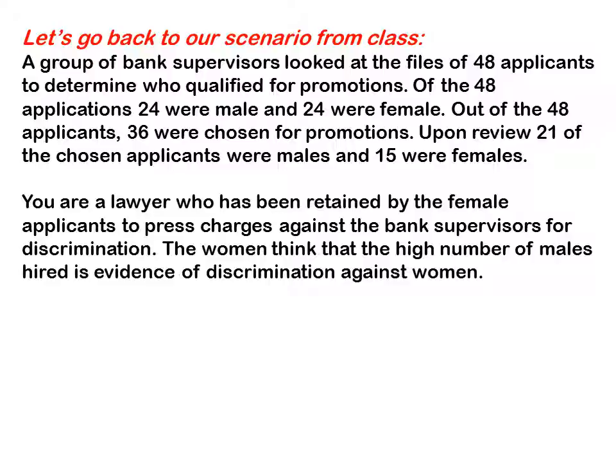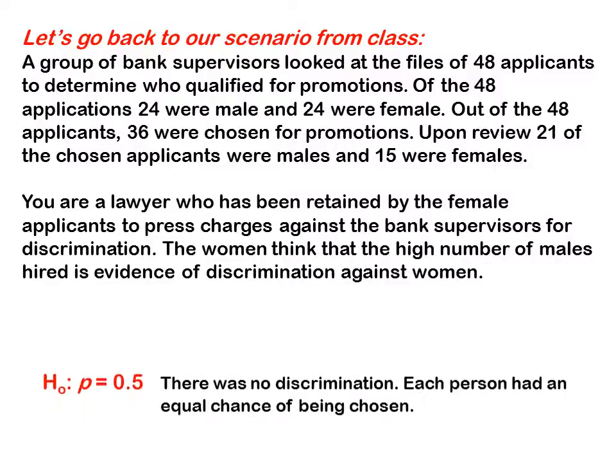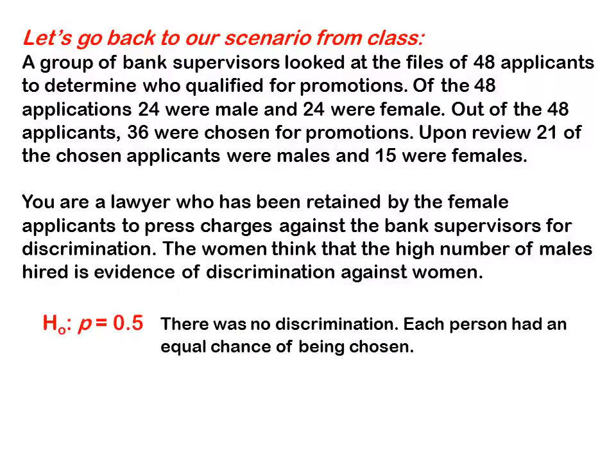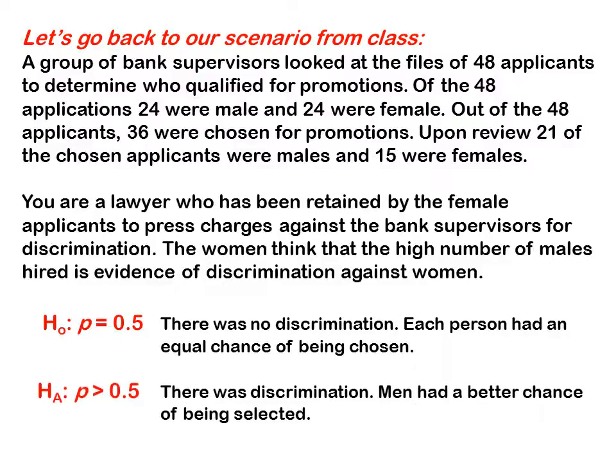You are a lawyer who's been retained by the female applicants to press charges against the bank supervisors for discrimination. The women think that the high number of males hired is evidence of discrimination against women. Our original hypothesis is that there is no discrimination. Each person had an equal chance of being chosen. Our alternative hypothesis is that there was discrimination. Men had a better chance of being selected. So in this case, our population proportion is the probability of a man being selected.